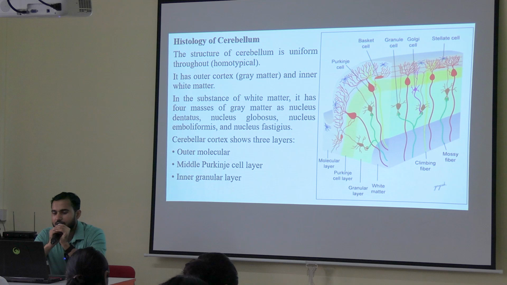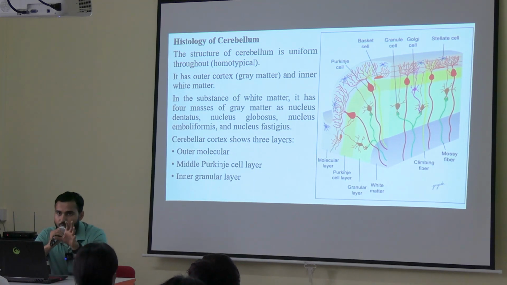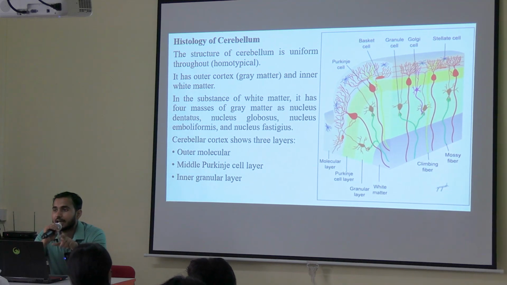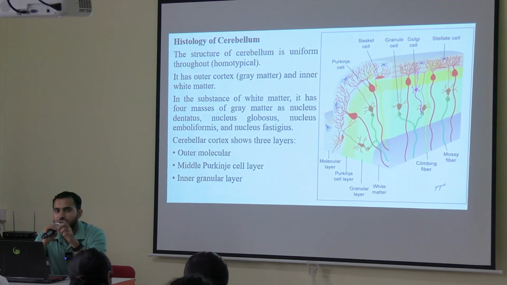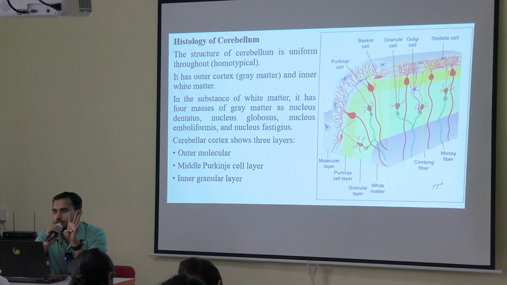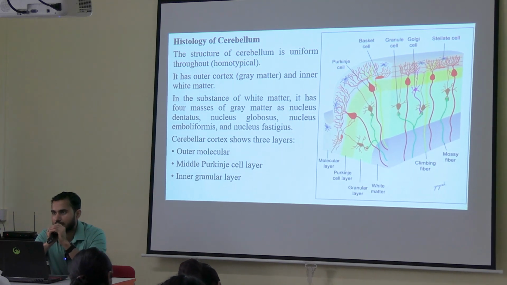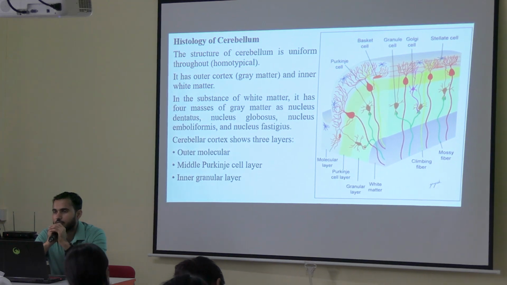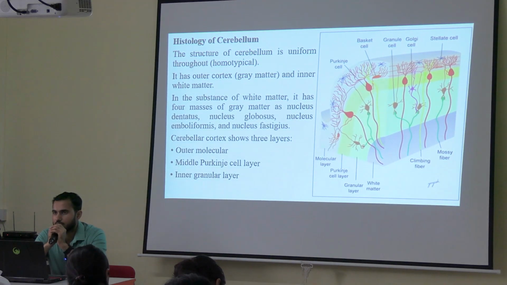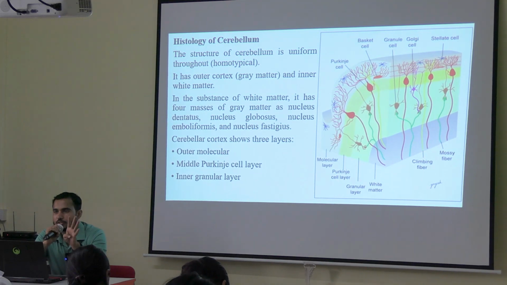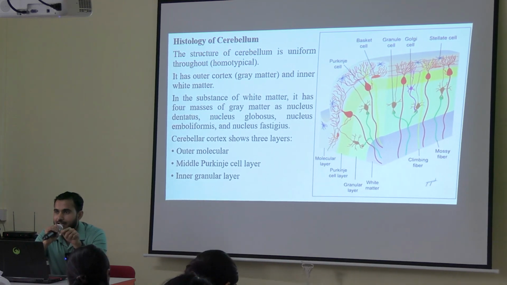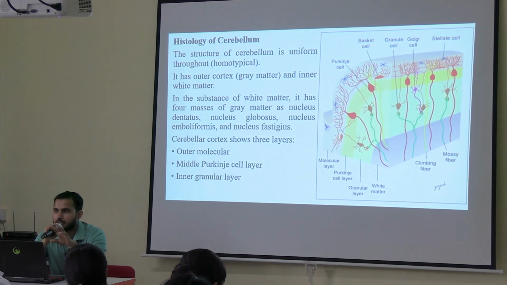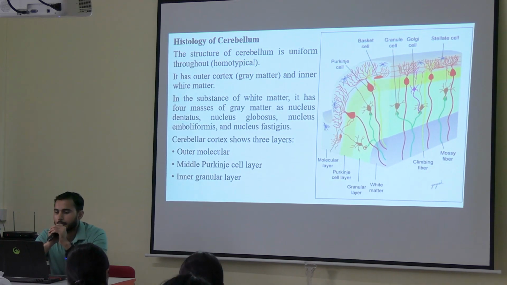Now in the substance of the white matter, masses of grey matter are present, and they are in the form of intracerebellar nuclei. 4 such nuclei are present. Okay, as you can see, dentate nucleus, then globose, emboliform and fastigial. Okay, these are 4 different types of nuclei which are present. कहाँ पे रहता है? Deep into the white matter of the cerebellum. Okay, but they are masses of grey matter.